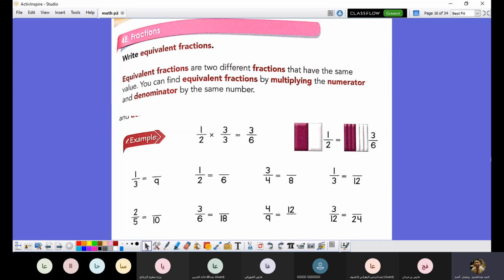Today we will take the next part in fractions and we will talk about equivalent fractions. In the previous class we said that equivalent fractions are two different fractions that have the same value. You can find the equivalent fraction by multiplying the numerator and denominator by the same number.